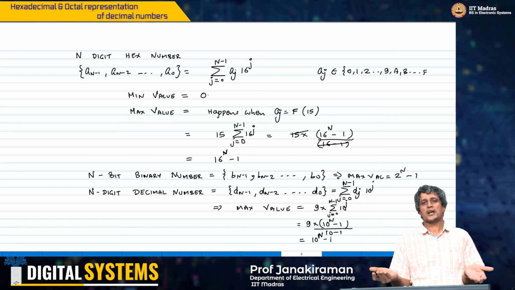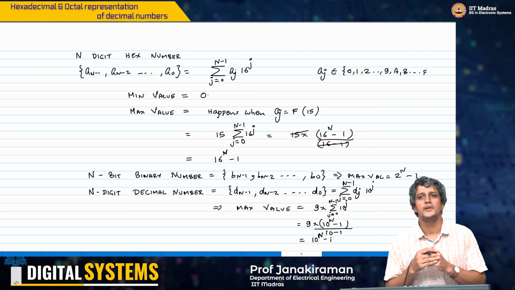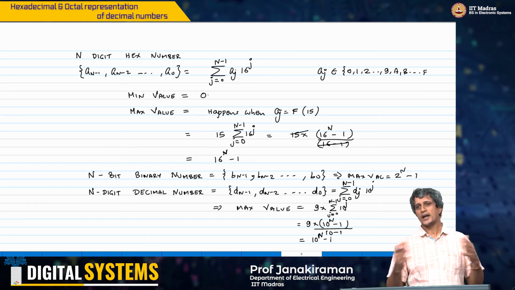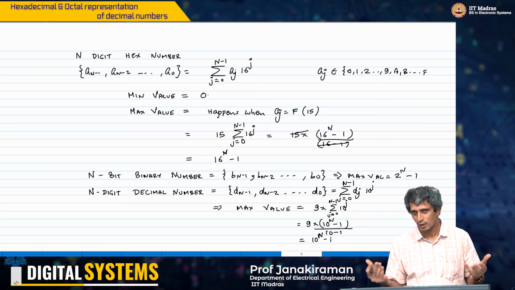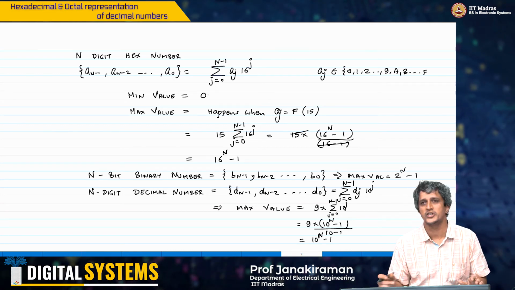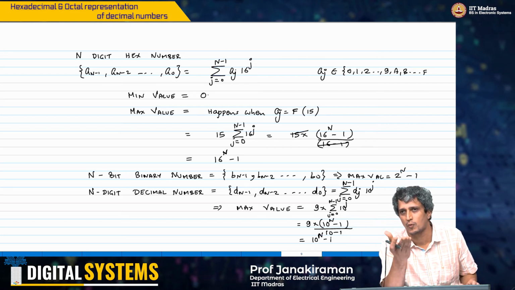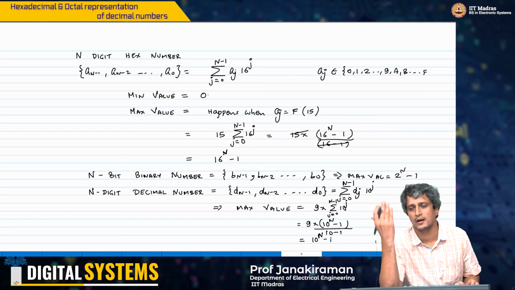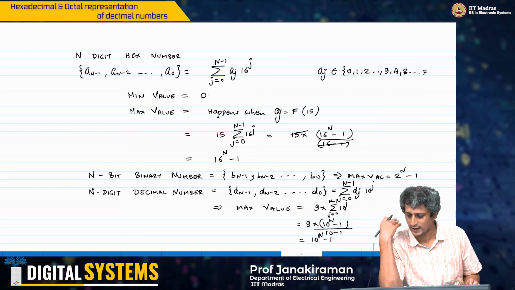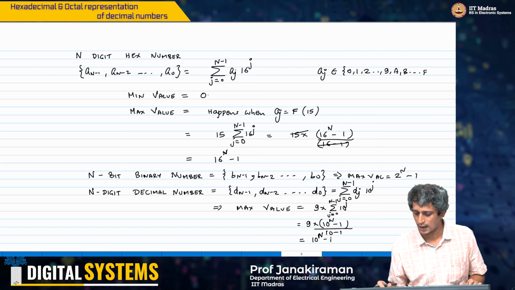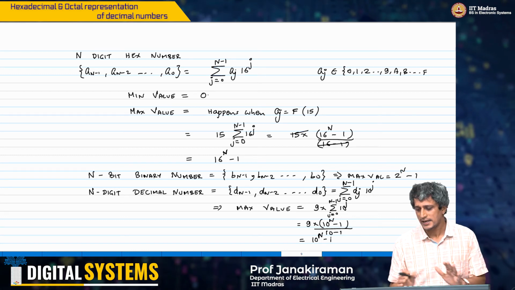This is not surprising at all, because from school we know that if I have a 5-digit number, then the maximum value is 5 nines. If it's a 4-digit number, it has to be 4 nines, and so on. For example, 4 nines, 9,999, is 10,000 minus 1, that is 10 to the power 5 minus 1. So essentially that is the idea here.